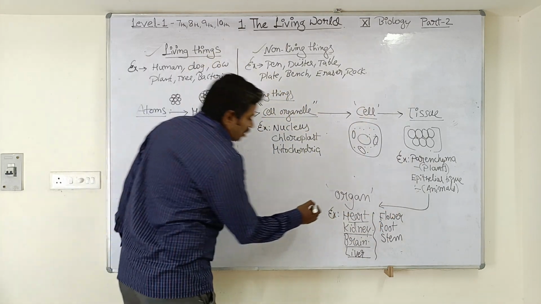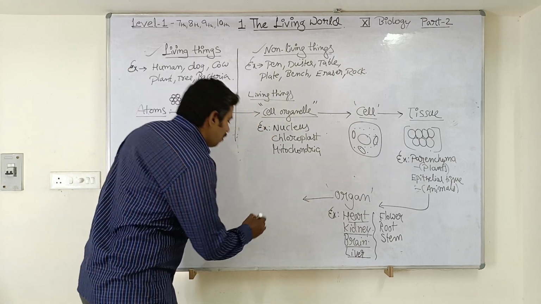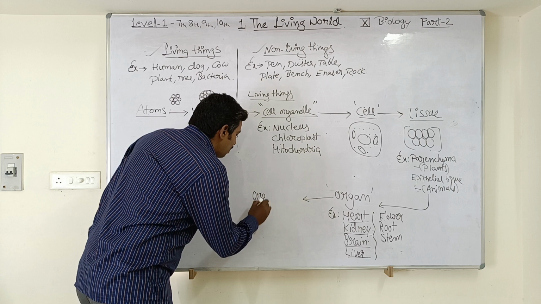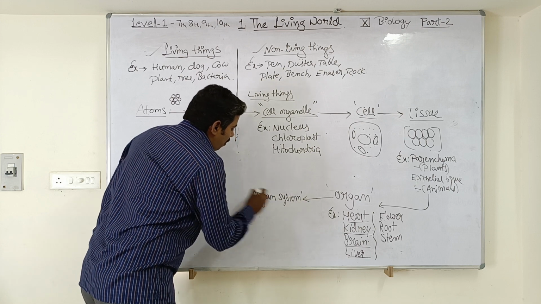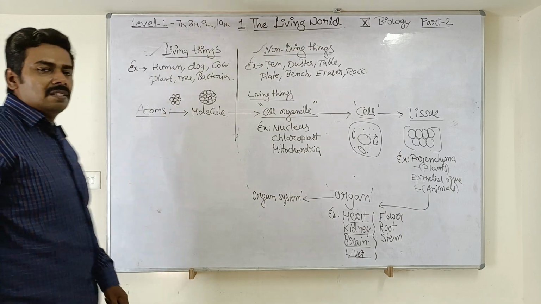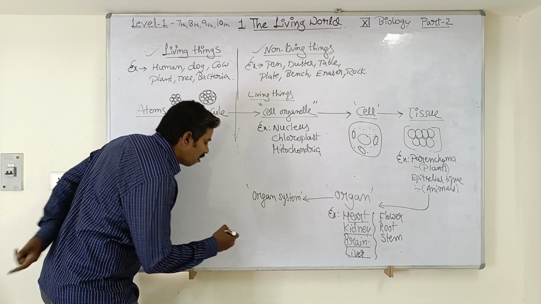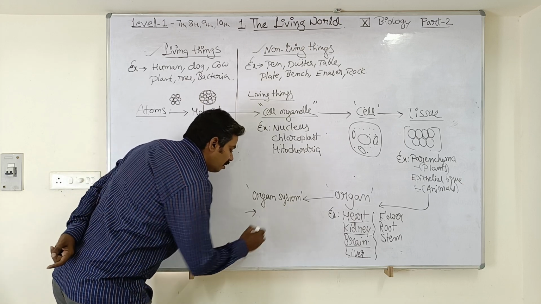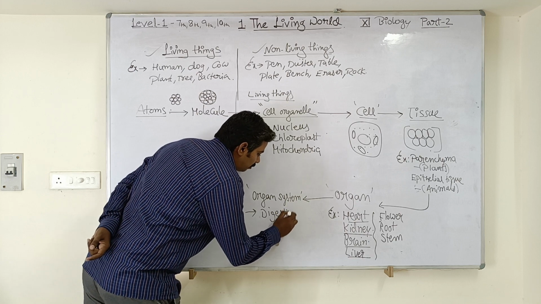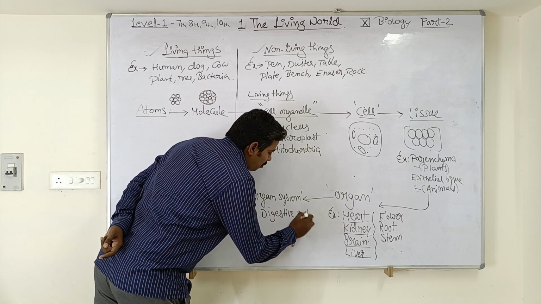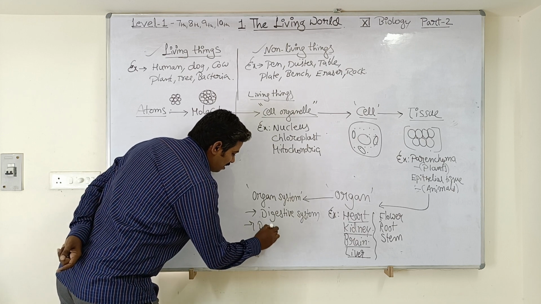Next, several organs will combine to form what is called an organ system. Come on students, first tell me some examples of organ systems. Digestive system. Respiratory system.